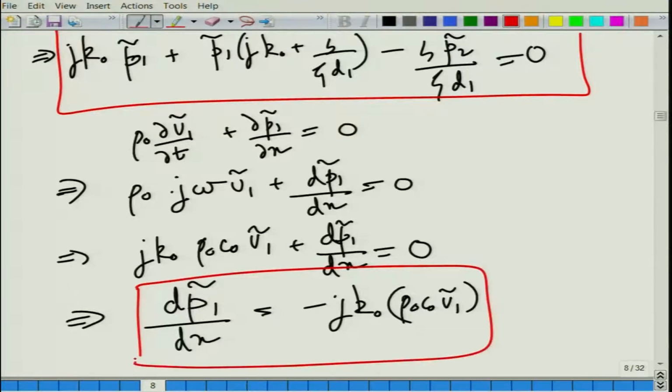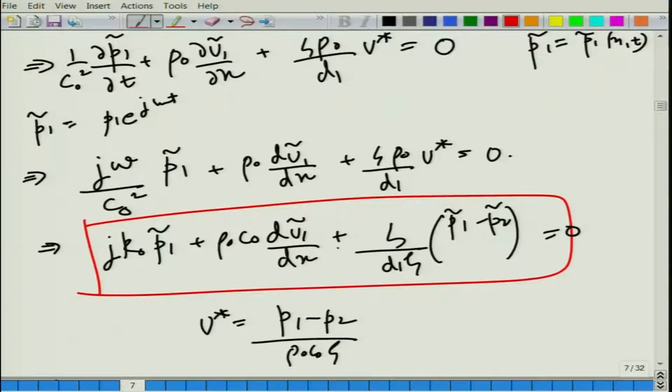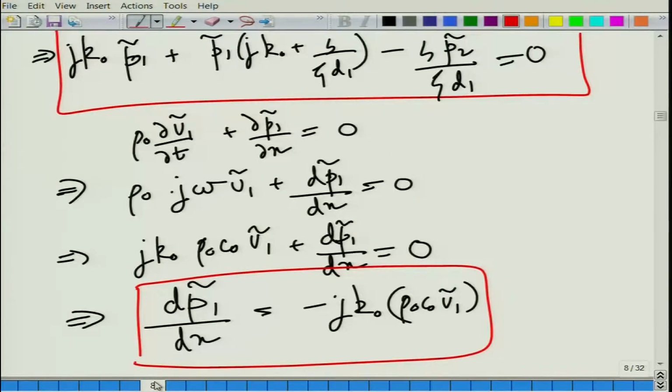Apparently, I realized that I have made a mistake in the equation above. There is no rho naught C naught u term, which I have missed here. So, there was this term sitting here, and apologies for that. I have forgotten to write it down. So, this obviously has to be written. So, this equation actually was something like this.